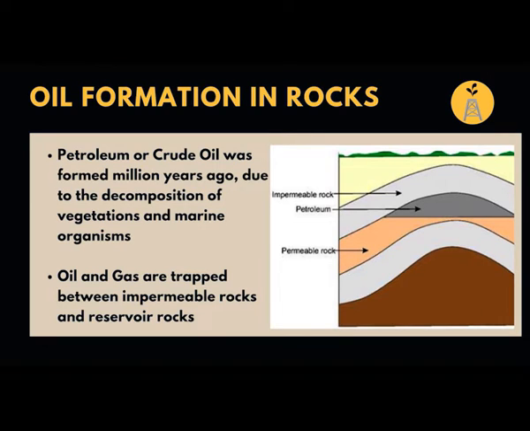Now let's try to understand how the crude oil is formed and where it is located. Petroleum or crude oil is formed million years ago by the decomposition of vegetation and marine organisms. And these petroleum fractions are trapped in between several layers of rocks, primarily between the impermeable rock and the reservoir rock. So the oil is available in the reservoir rock, and only when you start puncturing the different layers, you will be able to expose the oil which can come to the ground surface.